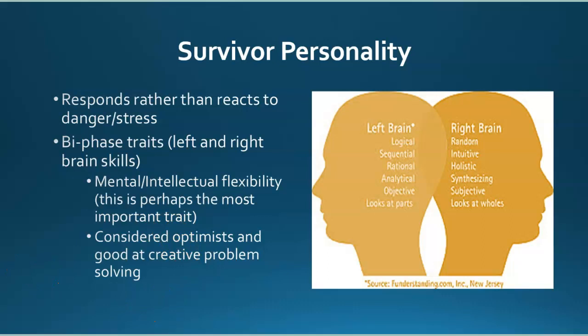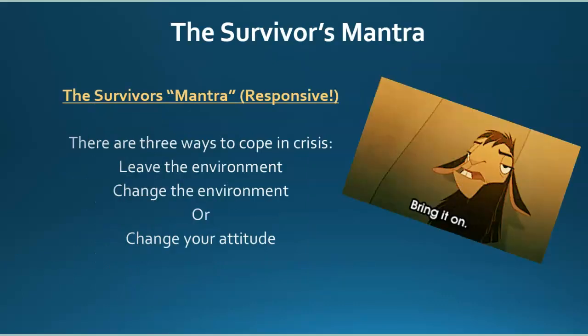So, if the survivor was going to have a mantra, this might be what the survivor personality's mantra is. There are 3 ways to cope in crisis: leave the environment, change the environment, or change your attitude. And I think this really speaks to the responsiveness, that ability to respond in stressful situations. I'm going to take action. I'm going to problem solve. I'm going to try to do something about it. So that is survivor.